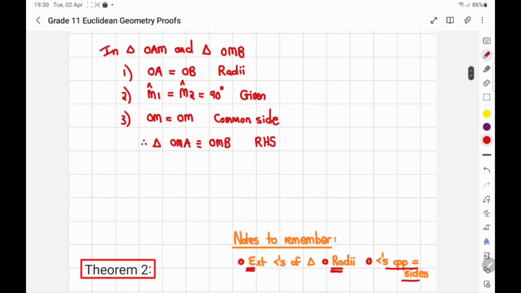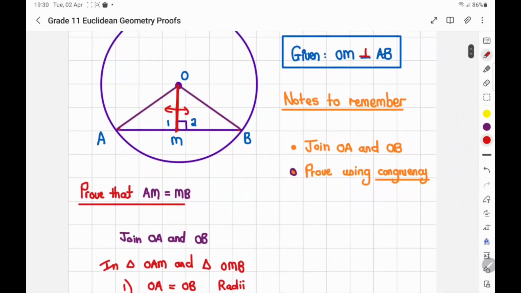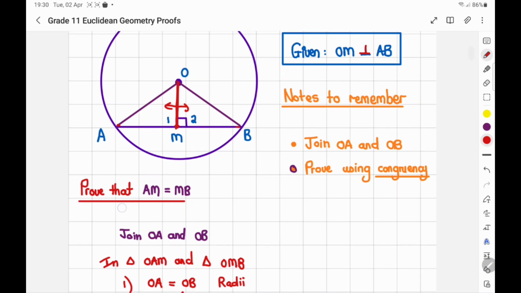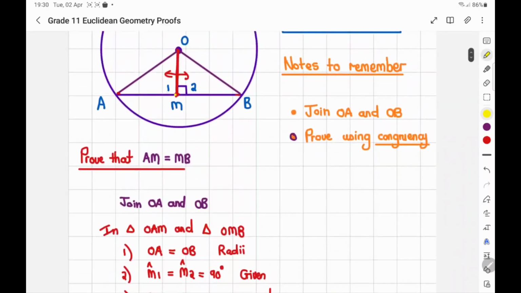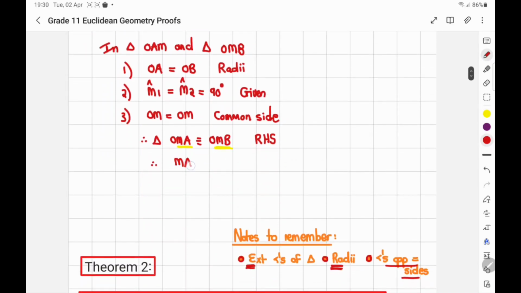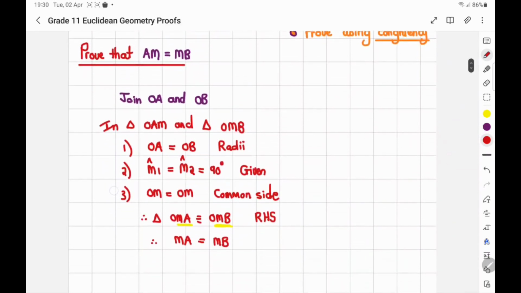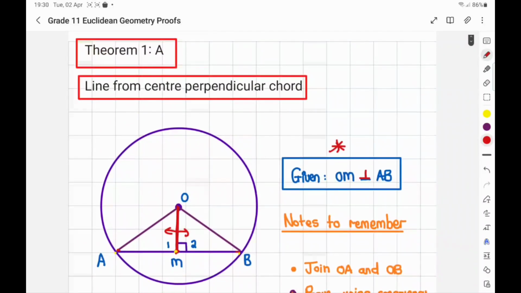Okay, so thus they are congruent. So with that, you can conclude that because they are congruent, AM is equal to MB. And the way it is in order here as well, MA is equal to MB, because they are congruent. And that is the proof of Theorem 1.